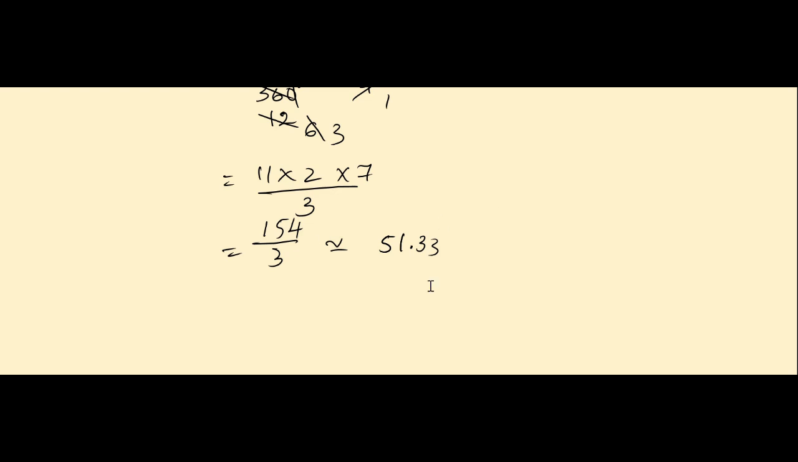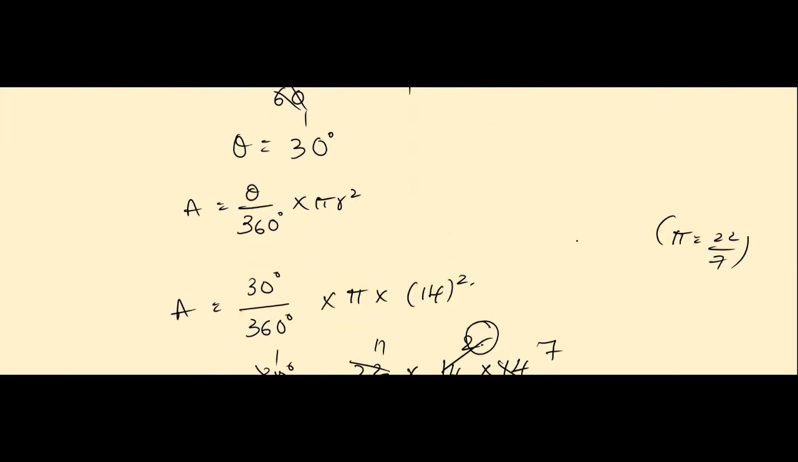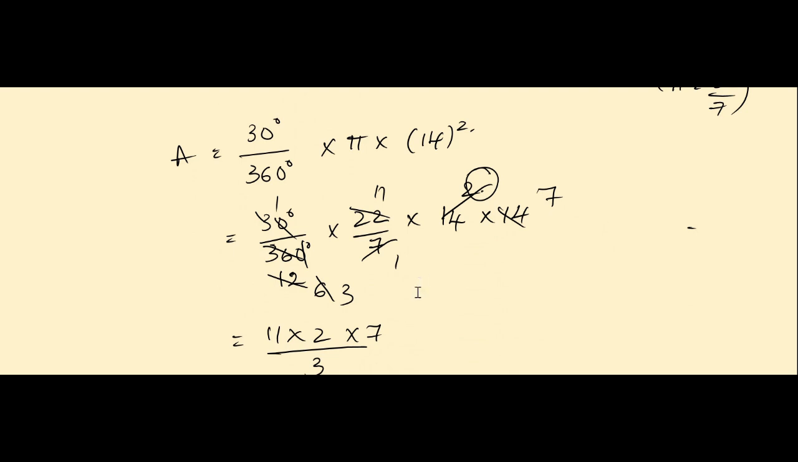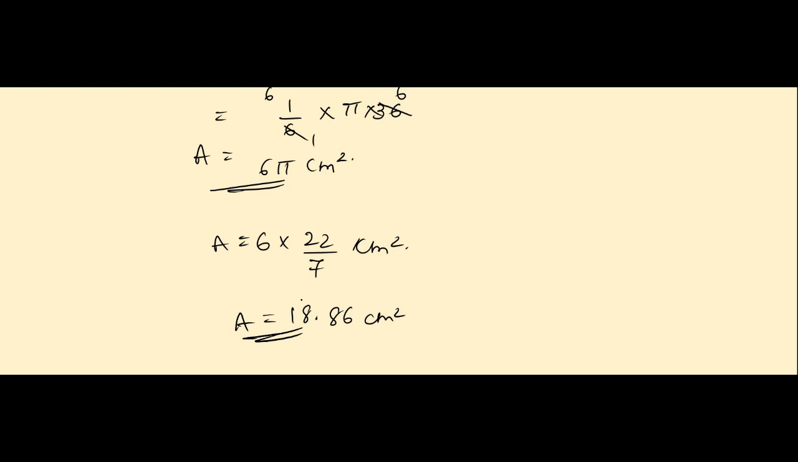Correct. So here they have given the radius in centimeter, so the area will become in centimeter square. So the area A is equal to 51.33 centimeter square. Here also, in the previous one also, it was centimeter square, correct? The area we got was in centimeter square. So I hope you understood this problem.